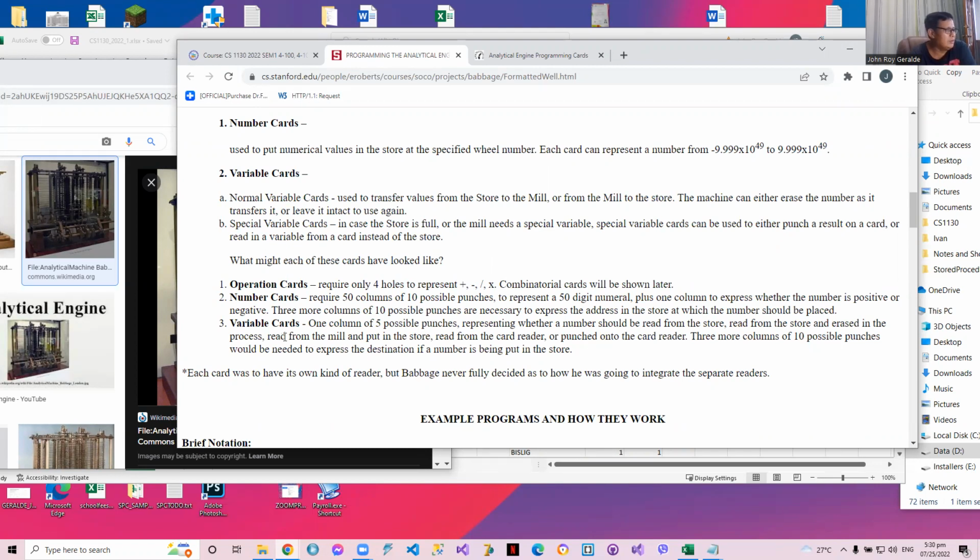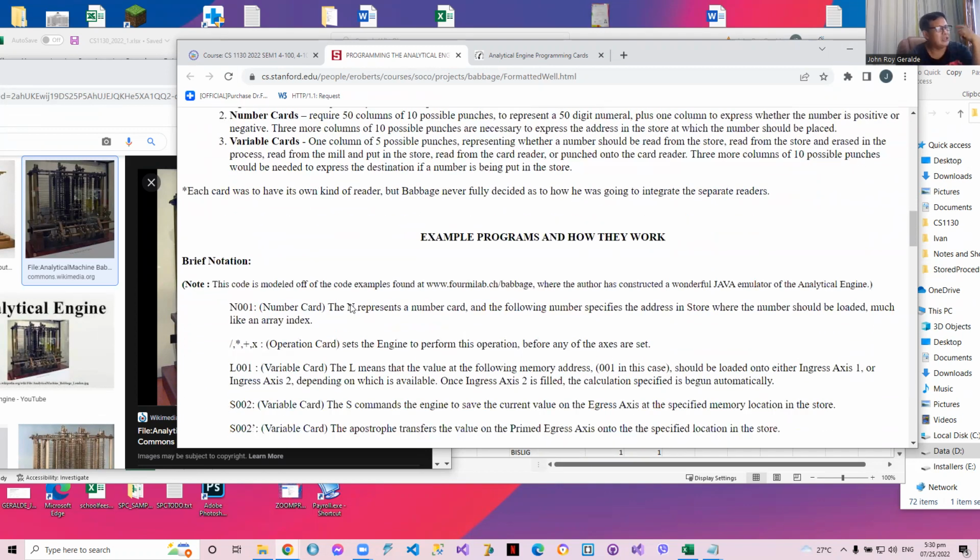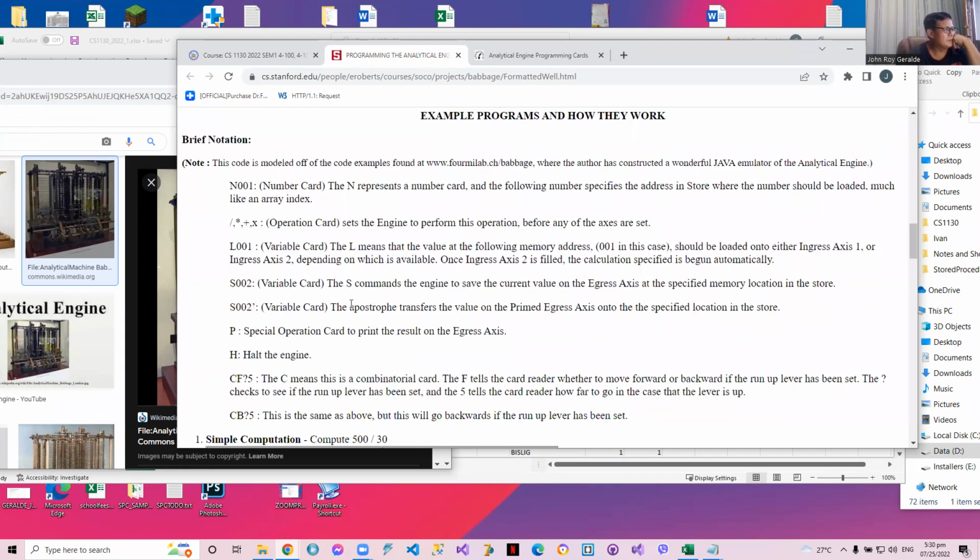In the variable card, there are 5 possible punches which can contain. Dito sa operation cards there are only 4. Dito there are 50 columns. The variable cards indicate transfer from the store to the mill or the mill to the store. Okay, do you follow? So for example, L001 is used to load the value 001 into the mill. S002, particularly the egress, to either ingress or egress axis. Okay, do you follow?